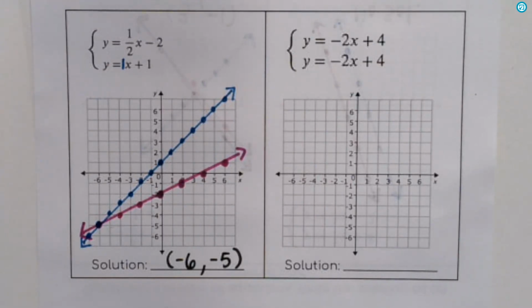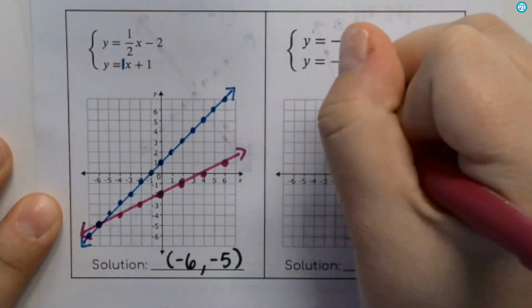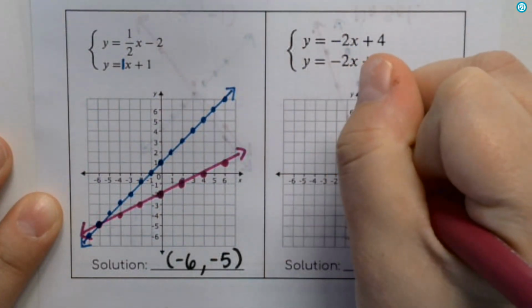Okay, very, very last one. What do you guys notice about those equations? They're the exact same equations. So if they're the exact same equation, they're going to get graphed in the exact same spot. So let's graph one of them. Start at 4, slope of -2.